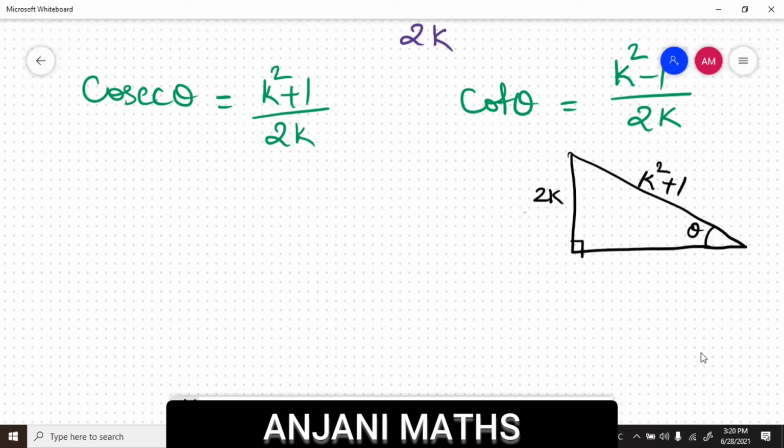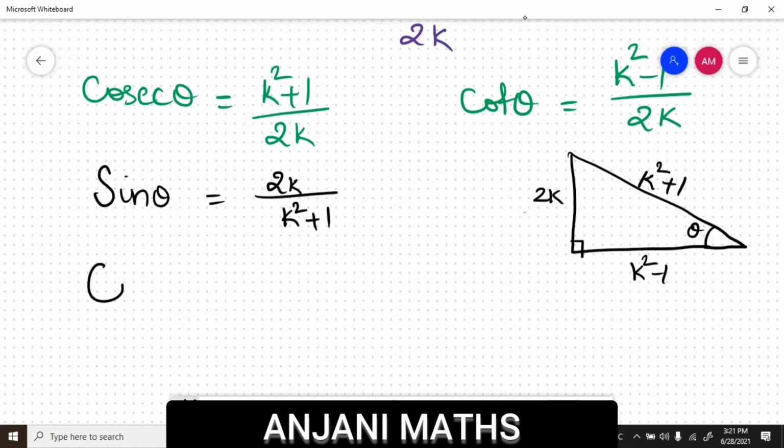What is cot theta? Cot theta is the reciprocal of tan theta, and tan theta is equal to opposite side by adjacent side. So cot theta is adjacent side by opposite side. So k square minus 1 is the adjacent side, I write it here, and the opposite side is 2k. So from this, we can easily write all the other trigonometric ratios. What is sine theta? Opposite side by hypotenuse, that means 2k by k square plus 1.